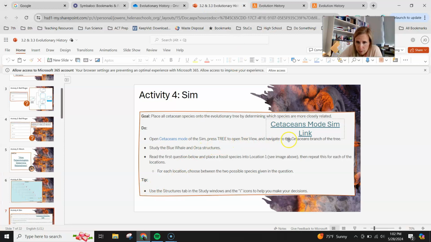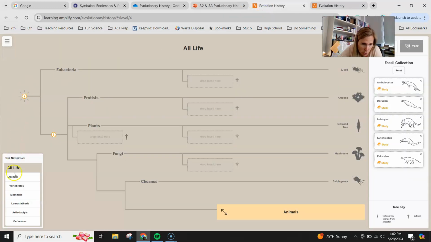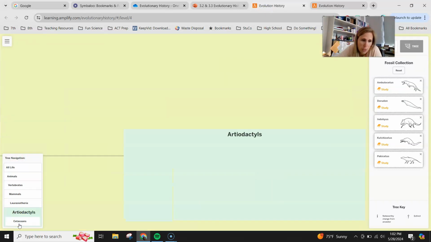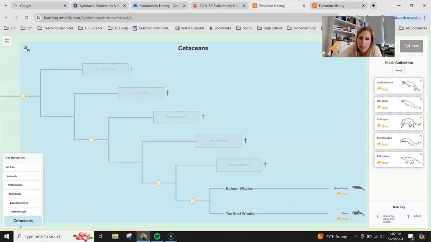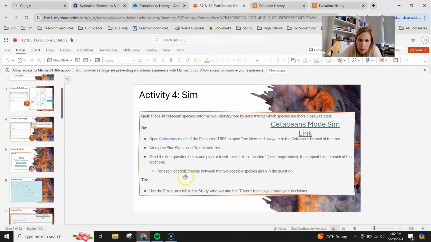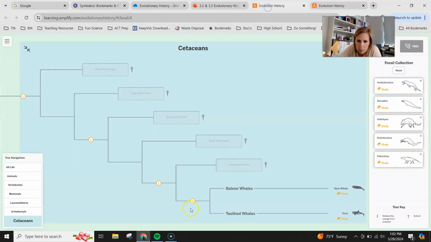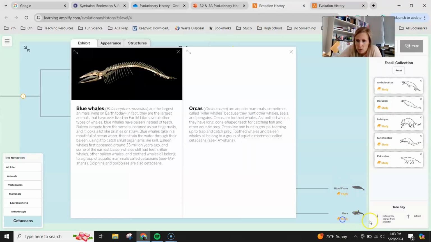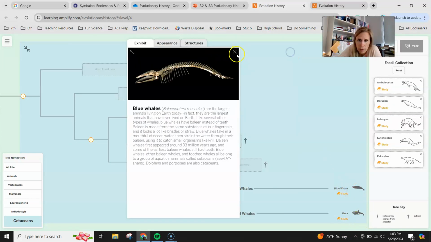And then I'm going to go down to cetaceans, which is right here. It's going to zoom me all the way in past vertebrates, artiodactyls, and so on. Here we go, here are our cetaceans. So this is the same image I just showed you, where you have 5 options to drop fossils. Study the blue whale and orca structures, so you can read a little bit about blue whales and orcas and what their structures look like. You can compare them as well.